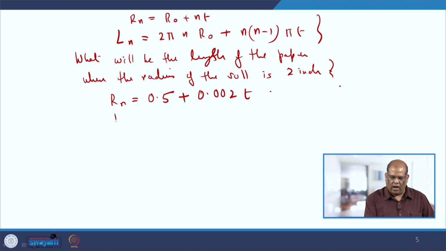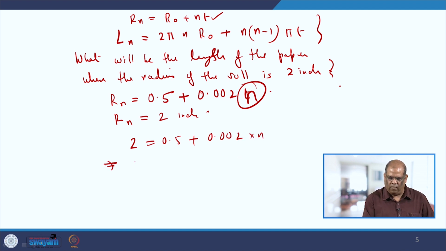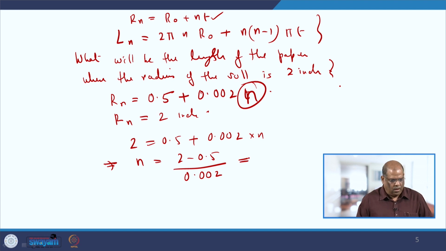Next, it is given that Rn is equal to 2 inch. So if you substitute here, you have substituted t equal to 0.002, you will get 2 equal to 0.5 plus 0.002 multiplied by n. And this will give n equal to 2 minus 0.5 divided by 0.002, and this is equal to 750.